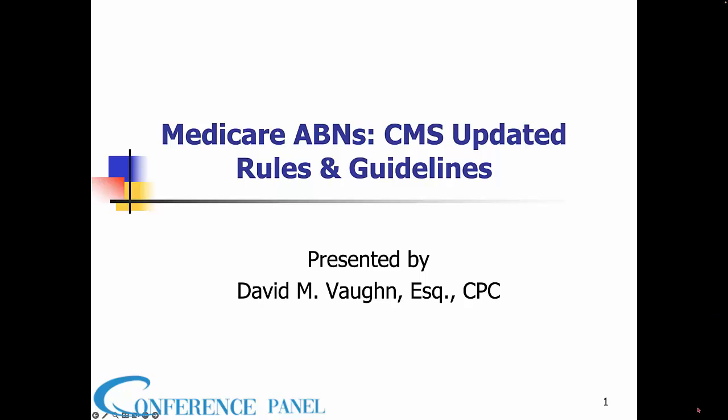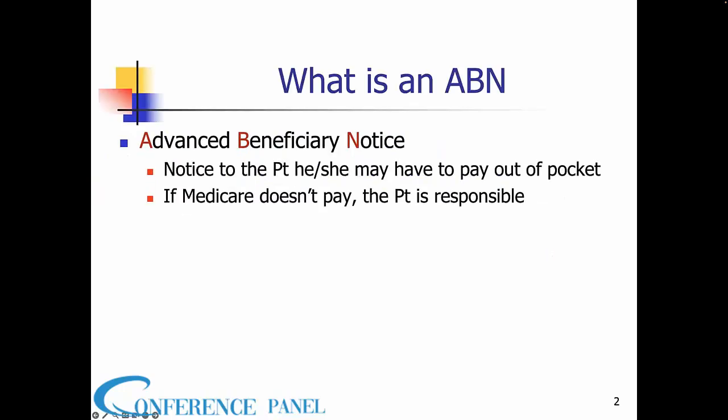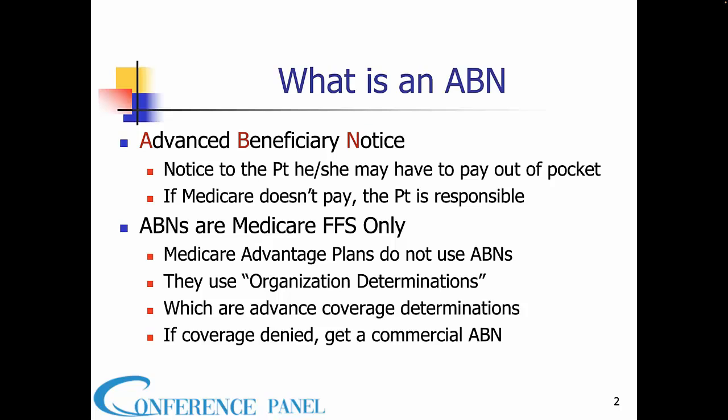Thank you, David. We're going to talk about Medicare ABNs, current CMS rules. First, the basics. What's an ABN? That's an Advanced Beneficiary Notice, ABN. It's a mechanism to tell the patient, hey, guess what? Medicare is not going to pay for this, so you're going to have to come out of pocket. And so it's a notice to the patient that they may have to pay out of pocket. Hey, this is what's not covered. You're going to have to pay this out of your pocket.